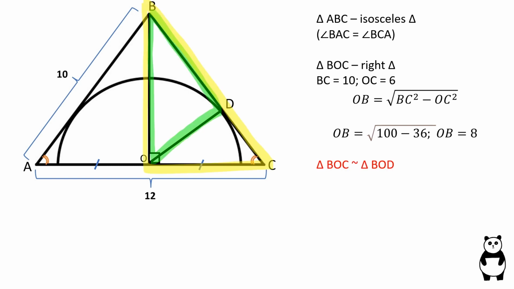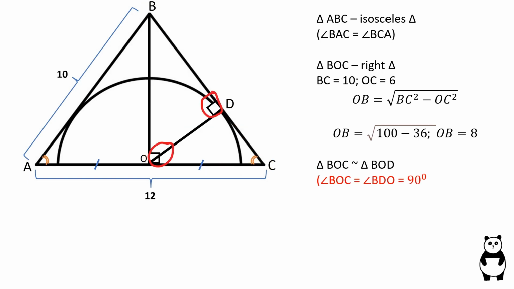Triangles BOC and BOD are similar because two pairs of corresponding angles are equal. Angles BOC and BDO are both 90 degrees because the radius is perpendicular to the tangent line. Angle OBC is shared by both triangles.